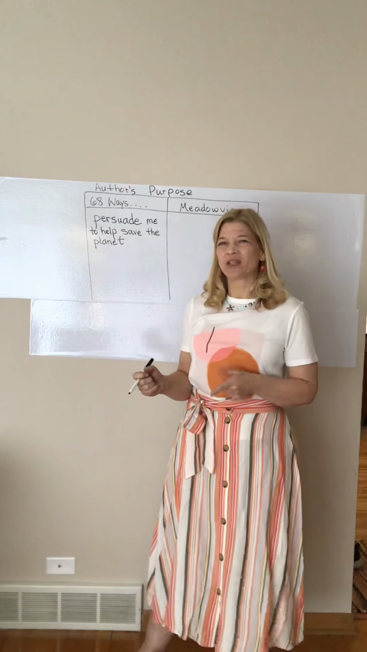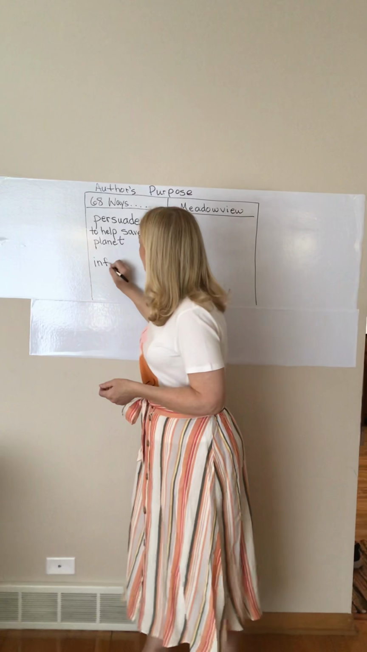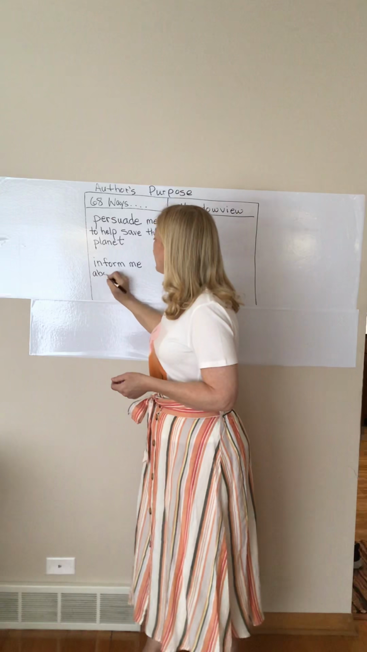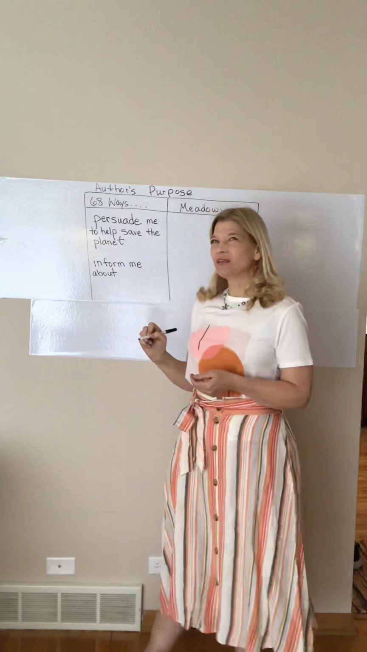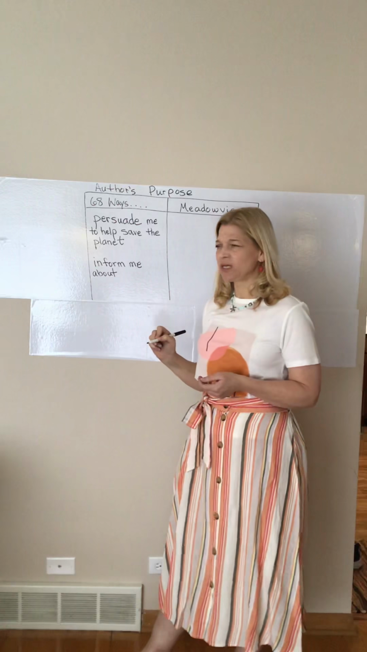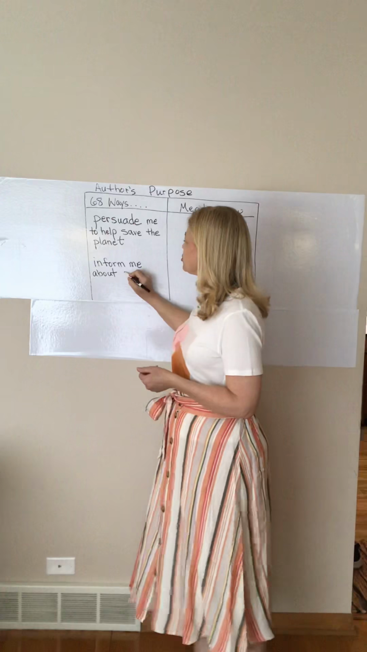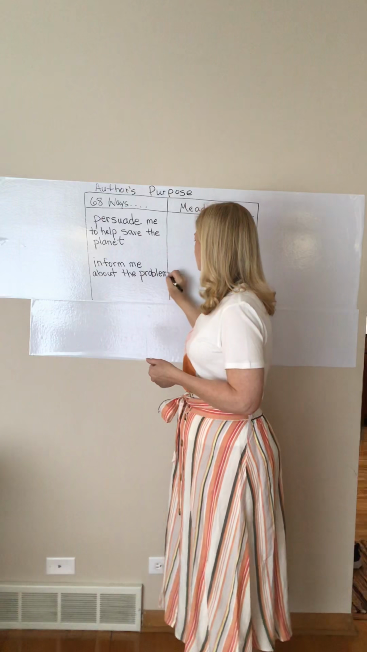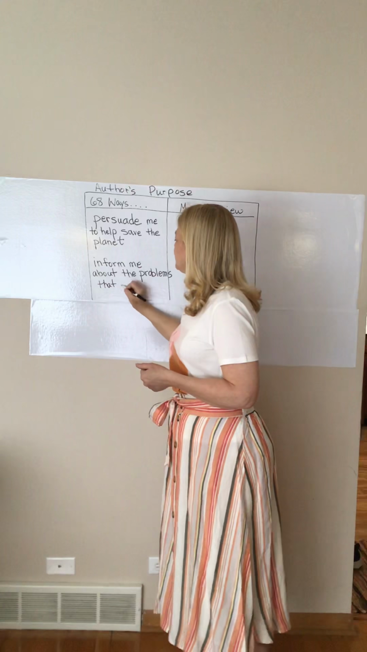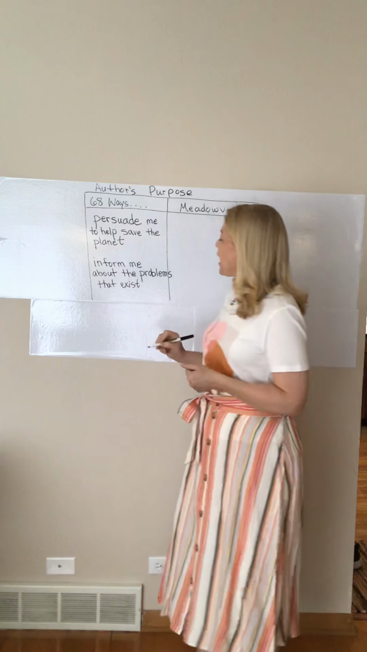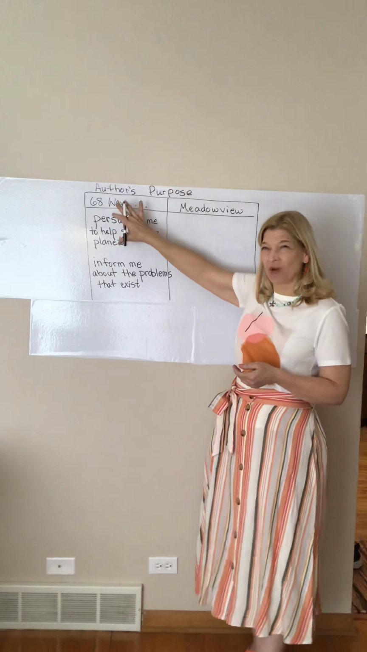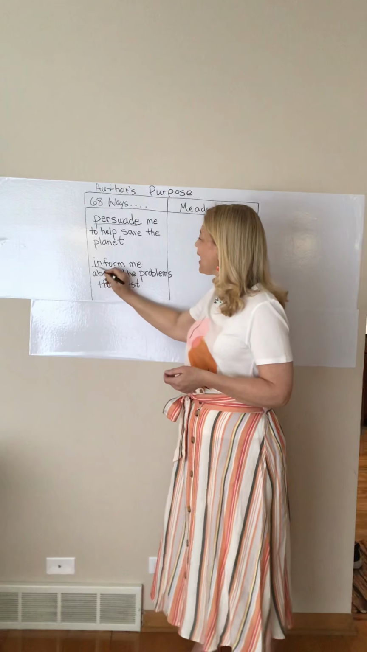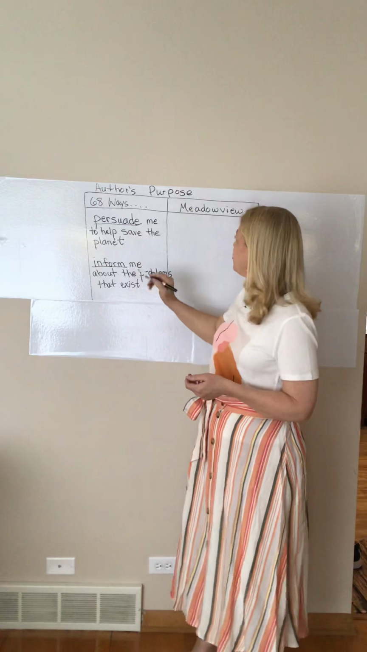I do think they also wanted to inform me a little bit. Inform me about maybe the dangers or what human beings are doing. Inform me about, maybe I'm going to say, the problems that exist, right? I needed to know about those problems so that I could figure out what I could do about them. So I'm going to say that this author wanted to persuade me and inform me. They wanted to do both.